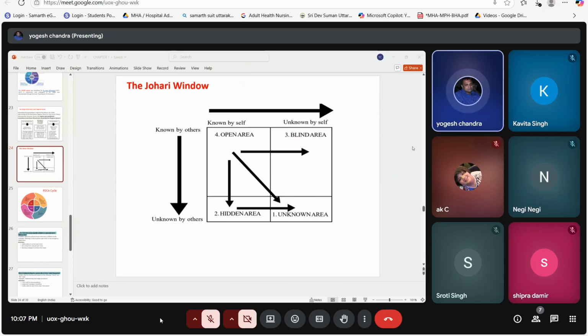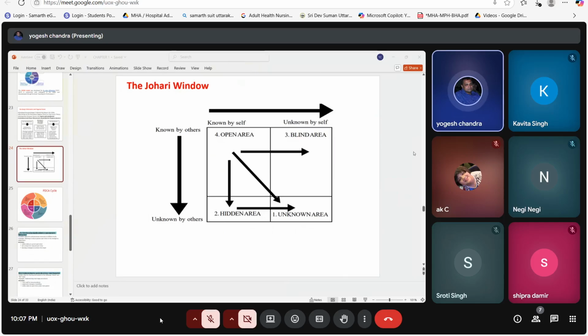Now, there may be situations. What are the situations? If we talk about how we can go from one area to another area. As I discussed about these four areas: open area, blind area, hidden area, and unknown area. Now we talk about change from one area to another area.